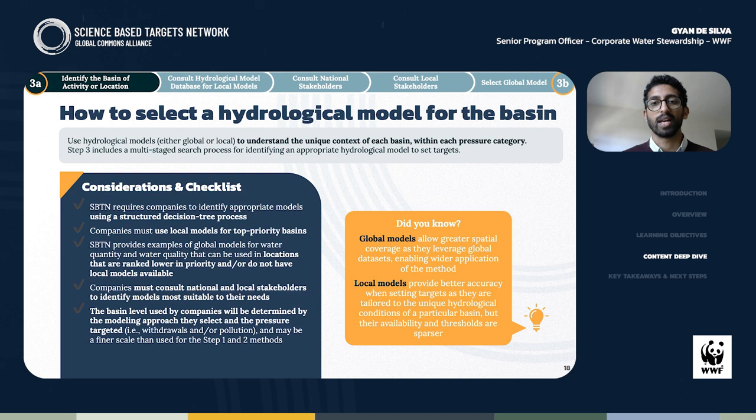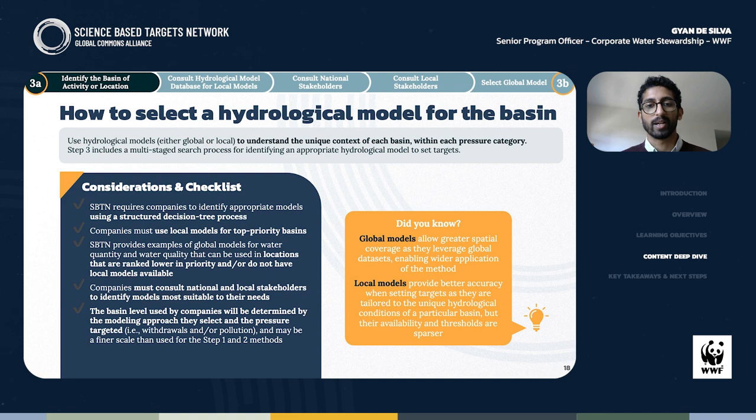Companies need to consult national and local stakeholders to identify these models, as illustrated in the decision tree in the following slide. SBTN has identified and provided global models for water quantity and quality that can be used in locations that are ranked lower and/or do not have local models available.